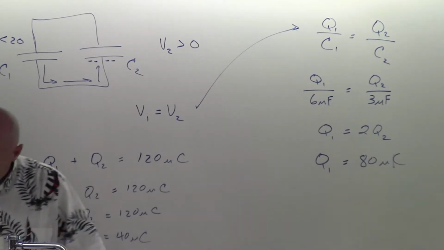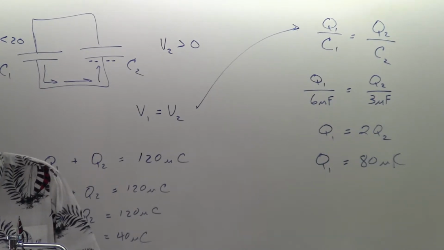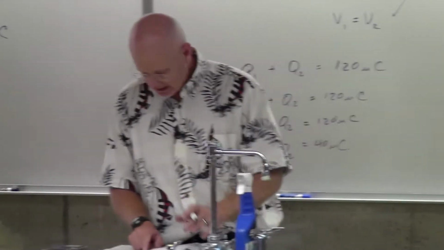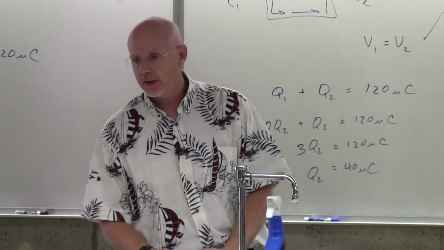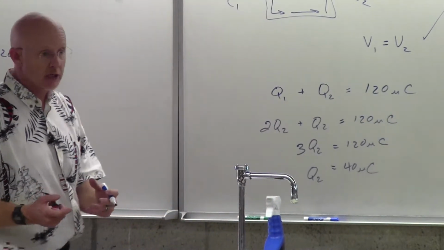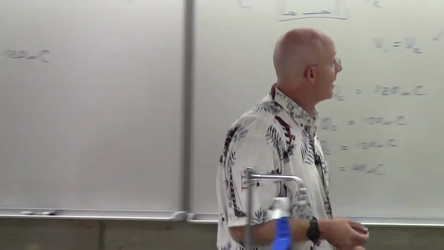Which I think was the question. Was it the energy or the voltage? But let's do all of them above. It says calculate the initial charge on C1, which I did, and the final charge on each of the capacitors. So I've answered their question, but let's just see what the voltage then comes out to be.